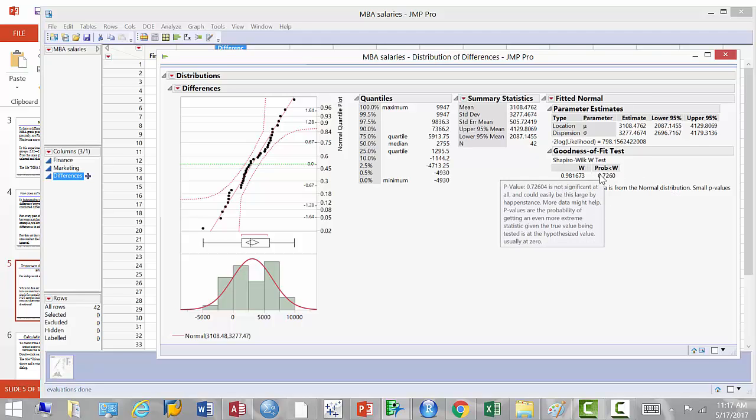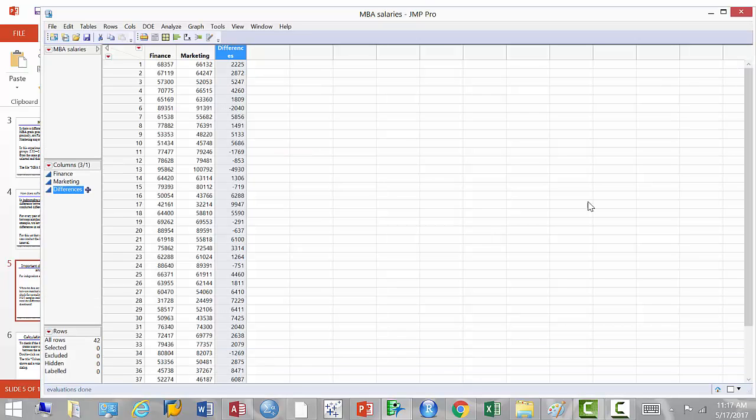So what am I looking for? High p-values or low p-values? High, right? For the data to be normal, it's got to have a high p-value, right? And it is 0.726. And right there at the bottom it says data comes from normal distribution. So statistically, my differences between matching observations are normally distributed.